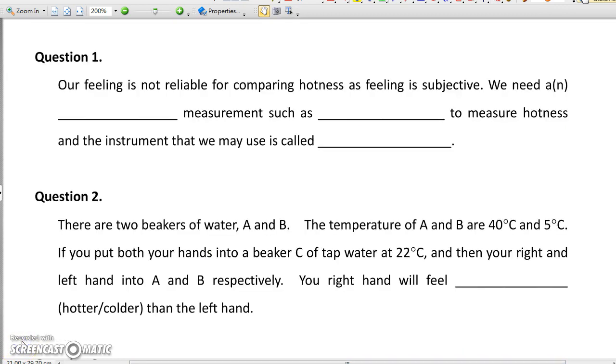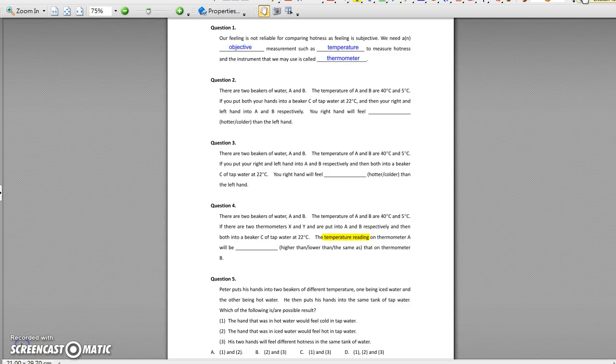And now pick up a pen and fill in the answers for question 1. Our feeling is not reliable for comparing hotness, as feeling is subjective. We need an objective measurement, such as temperature, to measure hotness, and the instrument that we use is called thermometer. Try question 2 to 5 when the video is finished. You may check the answers at the very end of the book.